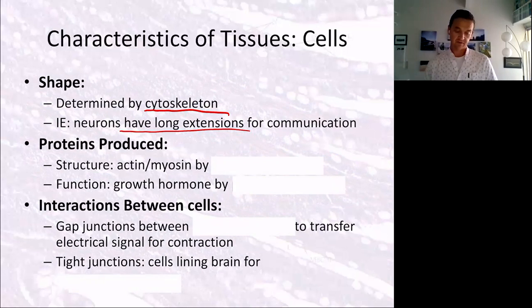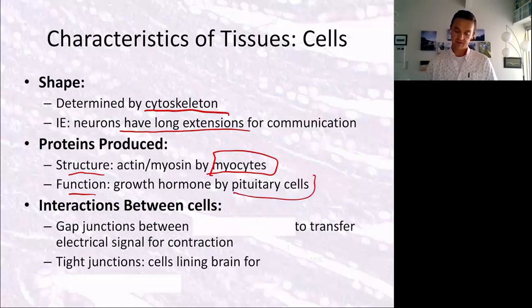Proteins produced are different in each cell. So structural proteins like actin and myosin are made by muscle cells. Functional proteins like growth hormone are made by pituitary cells. We're only going to find growth hormone being produced by those pituitary cells. So if that protein, growth hormone, is being produced by a cell, then we know that's a pituitary cell.